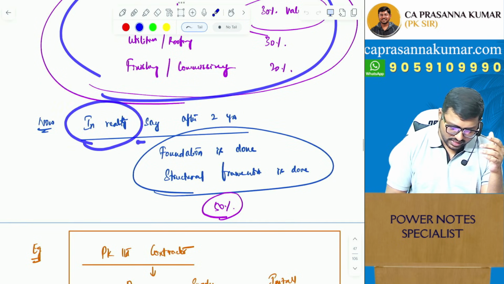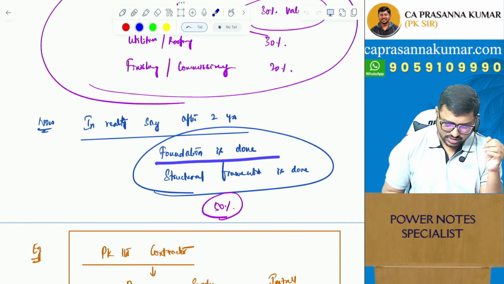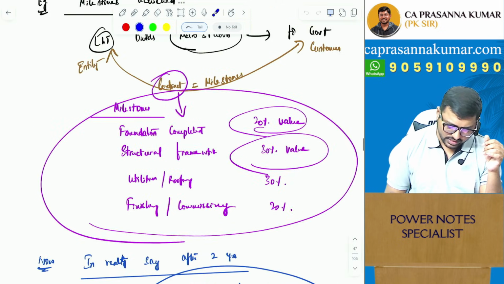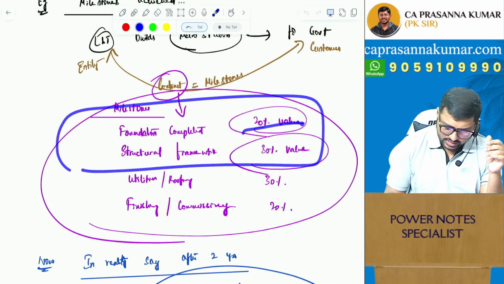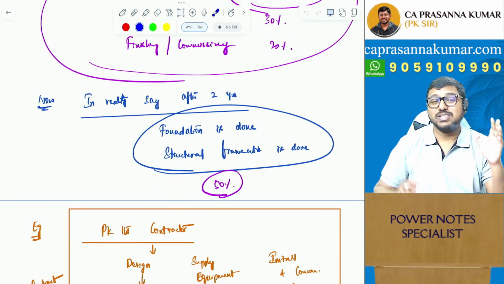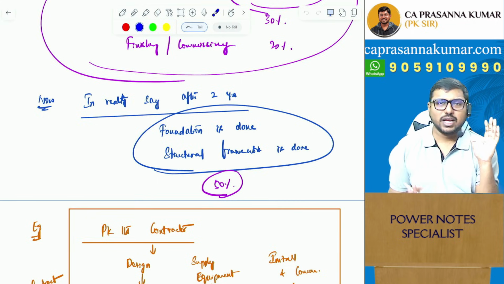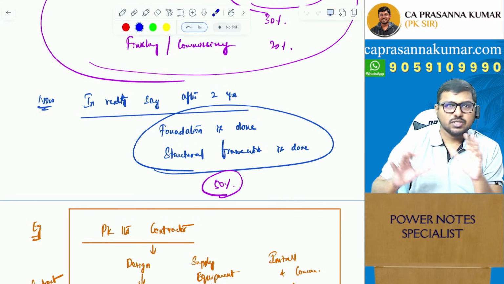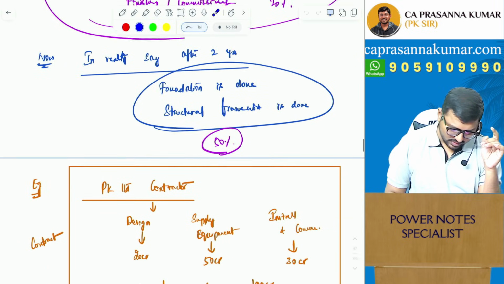Now let's say in reality, after 2 years, foundation is done, structural framework is done. Relatively, how much percentage is done? 20 plus 30, which means 50% is done, which means it will be considered that 50% of the work has been done or 50% progress is done. You understand the point? Got this?